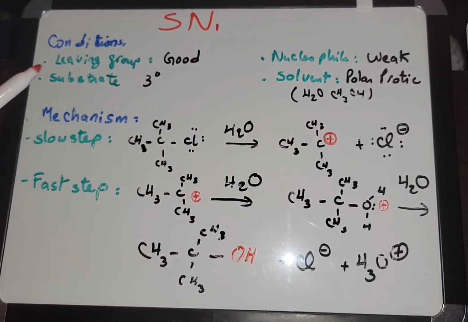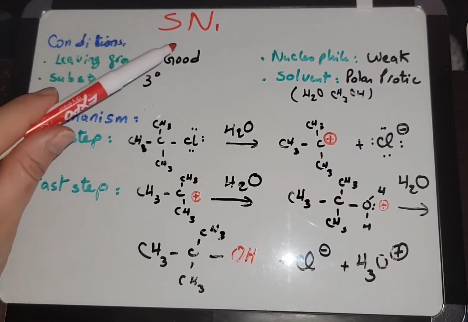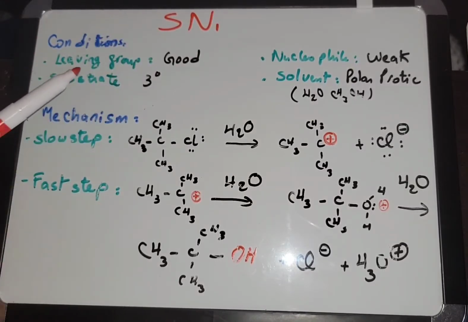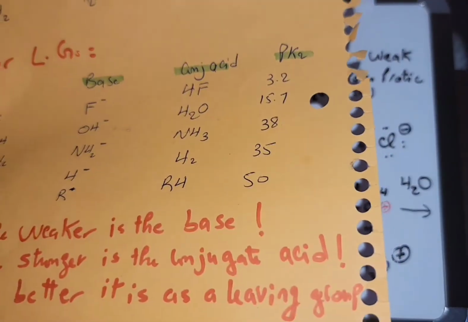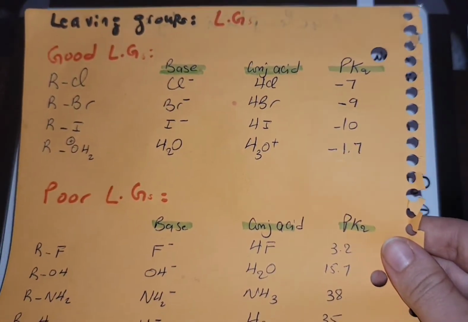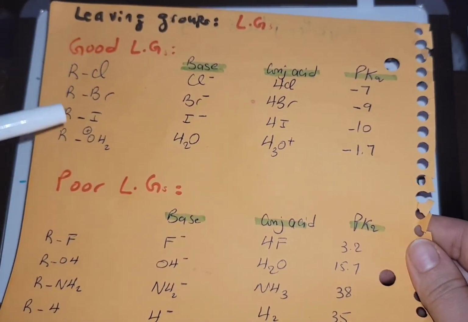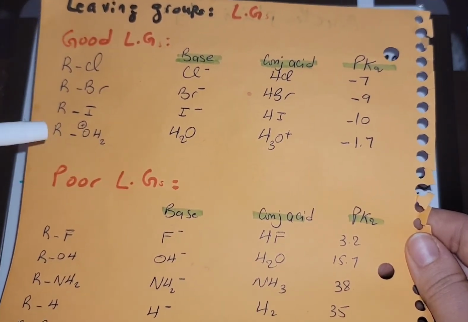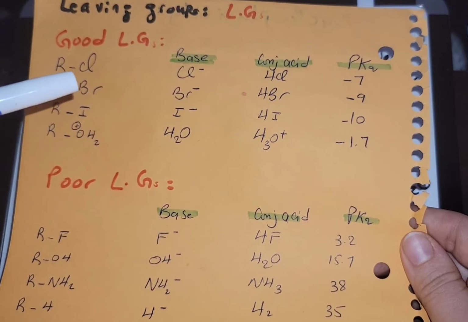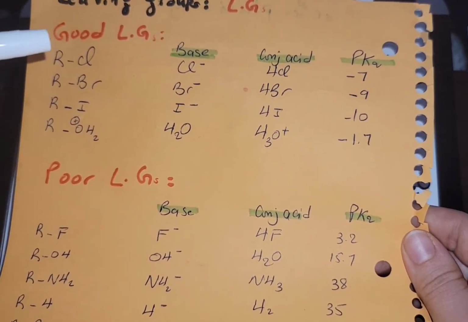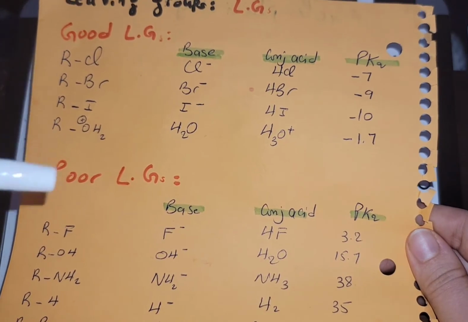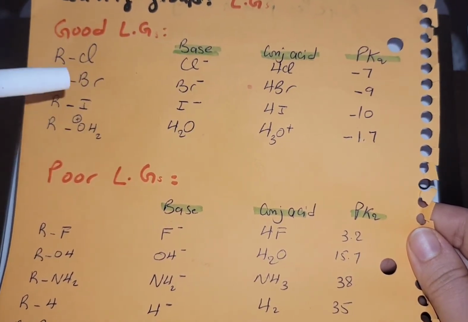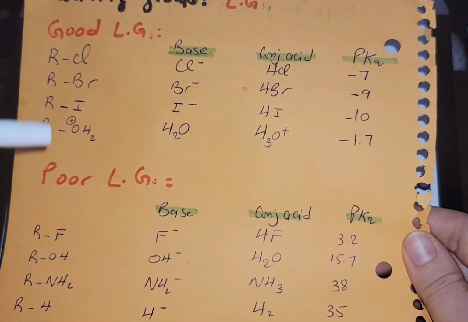Let's start talking about the conditions. For an SN1 reaction to happen, we have to have a very good leaving group. Here we have a list of good leaving groups. We have chlorine, which is the best one, and then we have bromine, iodine, OH2+. These are the best leaving groups, but chlorine is the best, and going down, the strength decreases. These are the bases of the leaving group. The weaker the base, the stronger the leaving group.